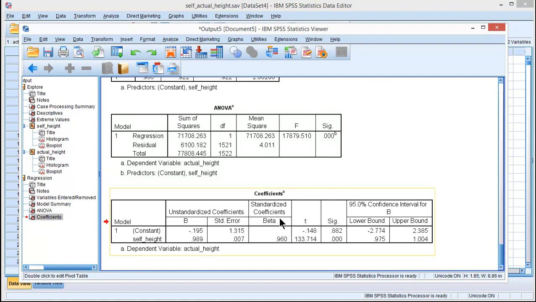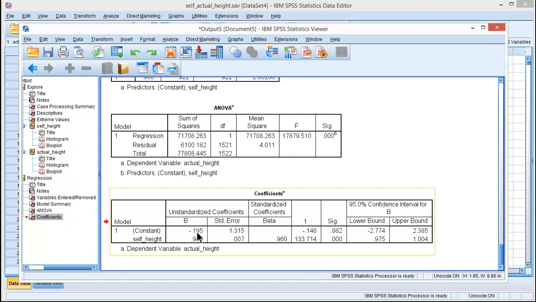Then we have the coefficient table, which has a lot of important information. The unstandardized beta weight is negative 0.195. So that, I should say, that's the intercept, sorry. The intercept is negative 0.195. So if somebody self-reported their actual height to be 0, impossible of course, but technically if somebody did, we would predict their actual height to be negative. So I've mentioned in the textbook that the intercept can take impossible values. It's impossible to have negative height.